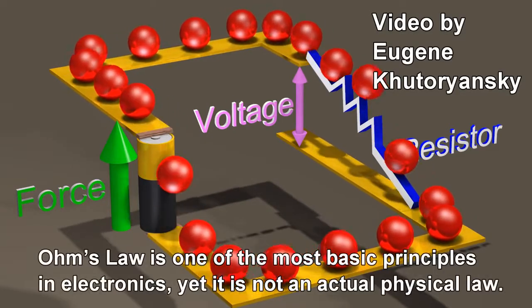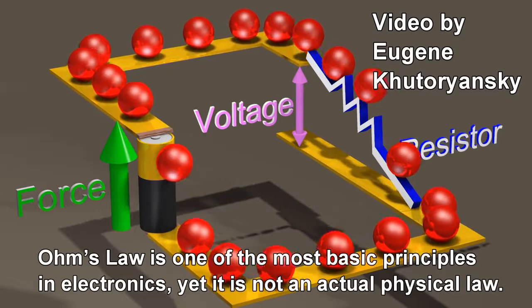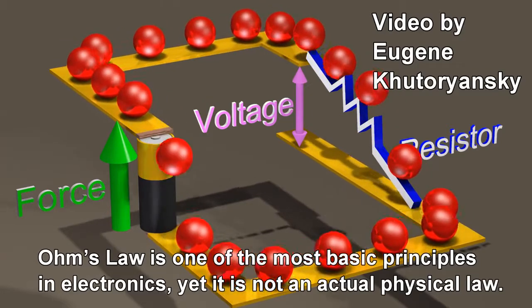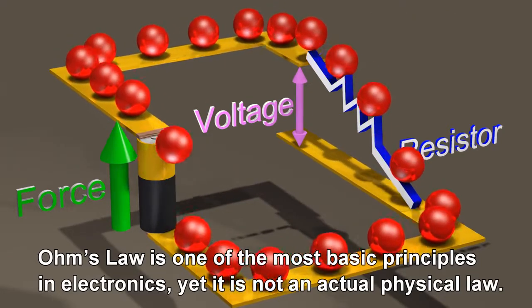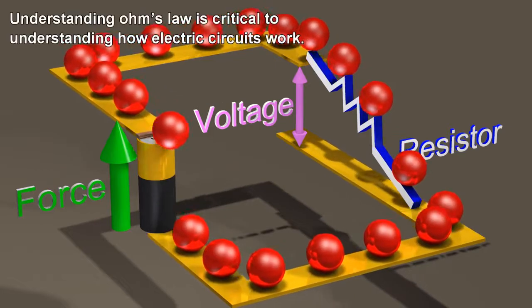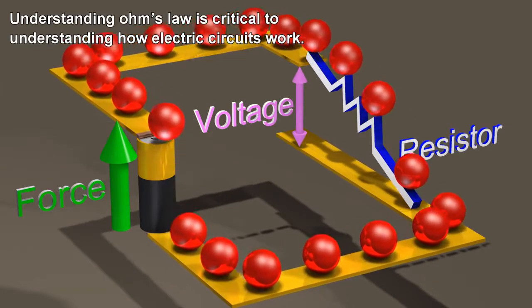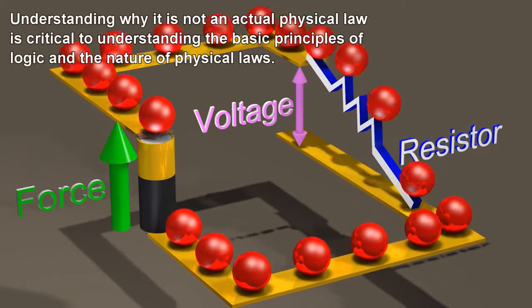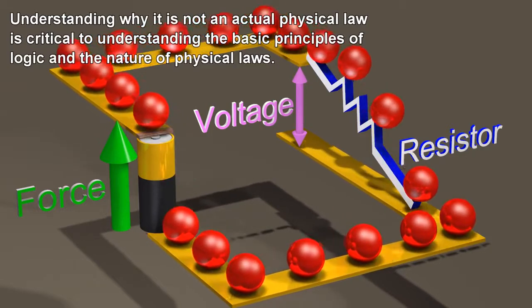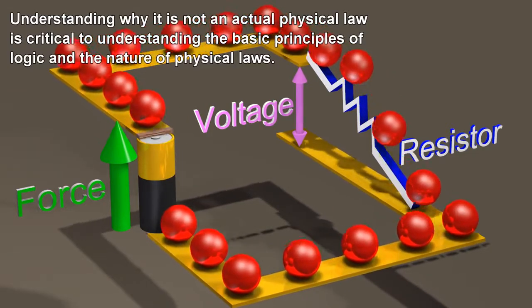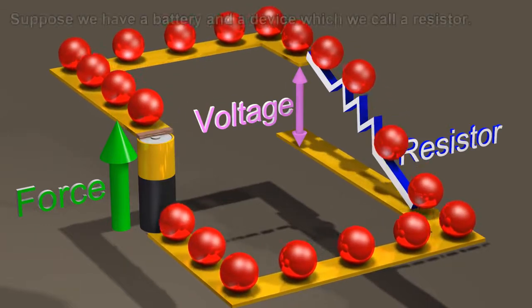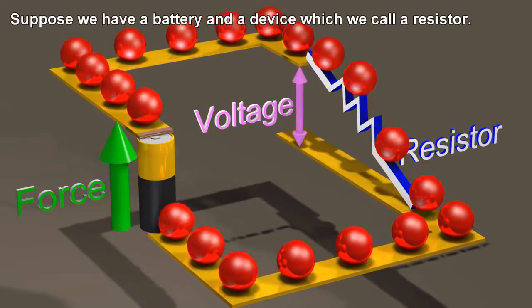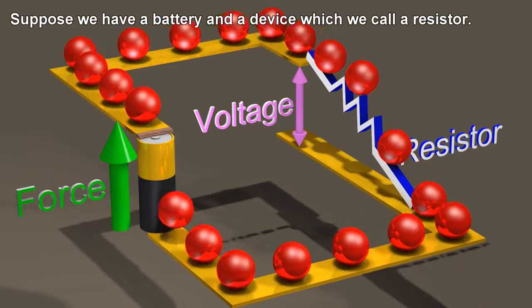Ohm's law is one of the most basic principles in electronics, yet it is not an actual physical law. Understanding Ohm's law is critical to understanding how electric circuits work. Understanding why it is not an actual physical law is critical to understanding the basic principles of logic and the nature of physical laws. Suppose we have a battery and a device which we call a resistor.